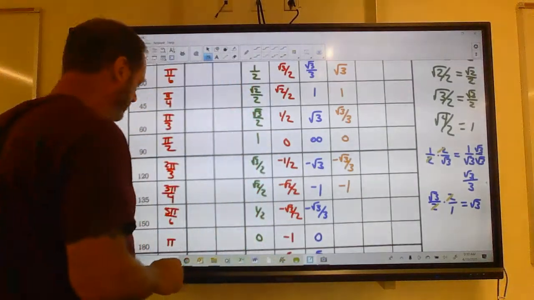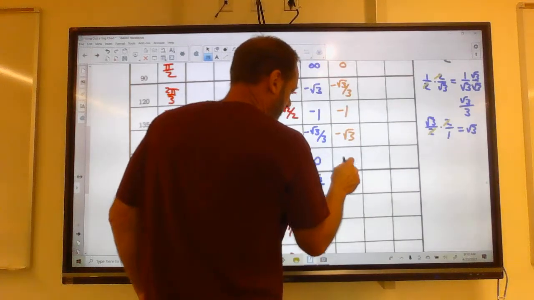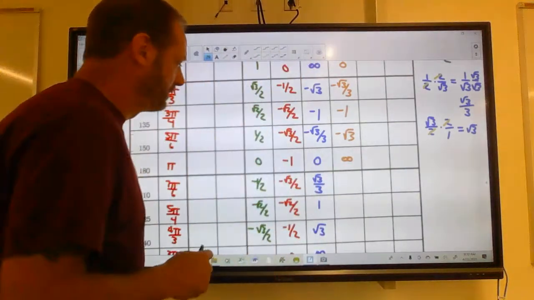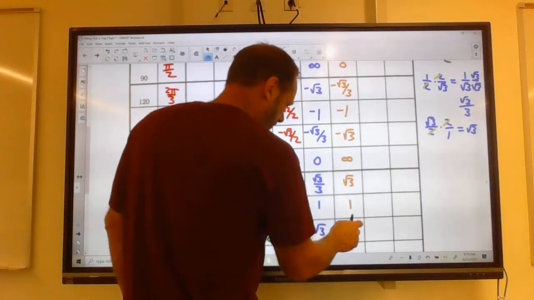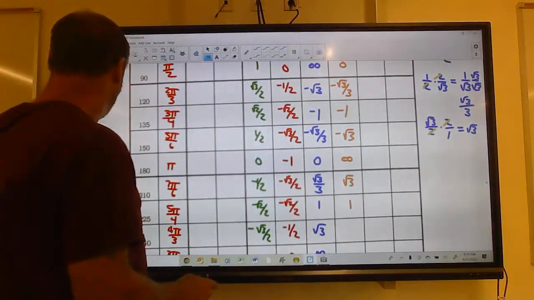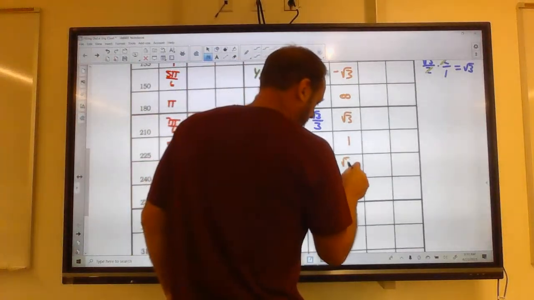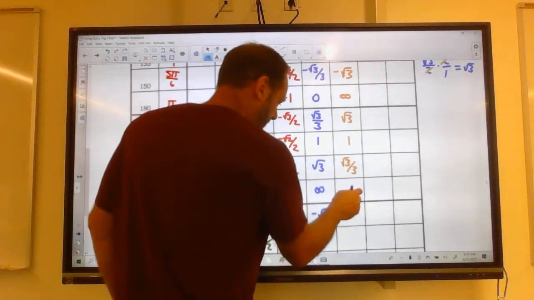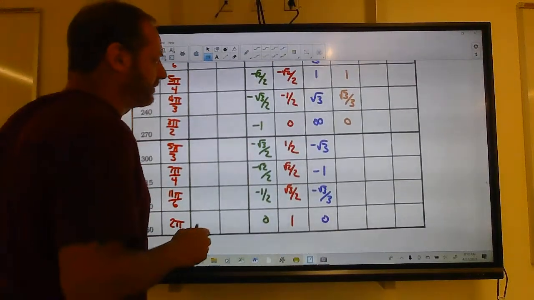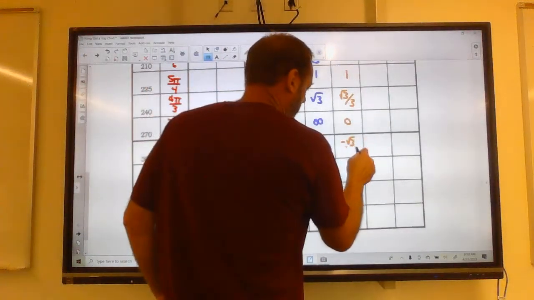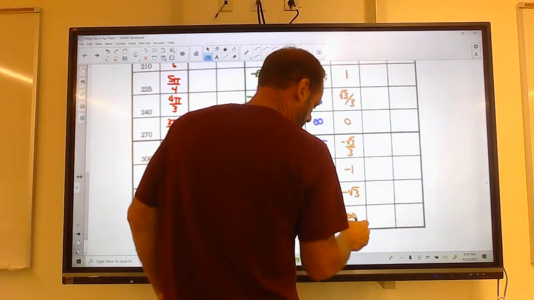Negative 1. Negative square root of 3. And undefined. And then I'm going to get square root of 3. And I'm going to get 1. And I'm going to get square root of 3 over 3. And I'm going to get 0. And the last quadrant, I'm going to get negative square root of 3 over 3. Negative 1, negative square root of 3, and undefined.